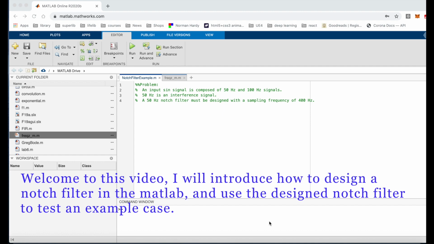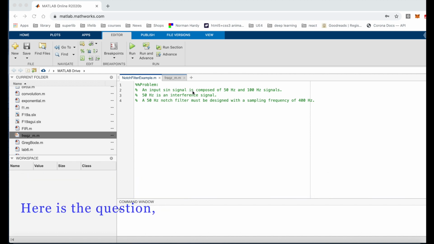Welcome to this video. I will introduce how to design a notch filter in Matlab and use the designed notch filter to test an example case. Here is the question. An input sine signal is composed of 50 Hz and 100 Hz signals. 50 Hz is an interference signal. A 50 Hz notch filter must be designed with a sampling frequency of 400 Hz.